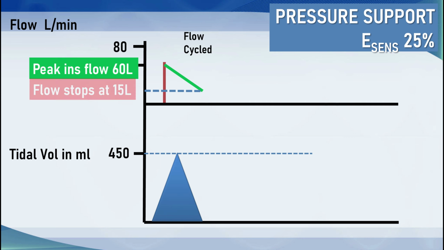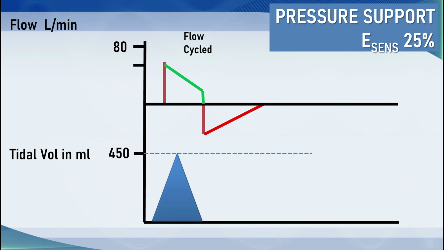In this example of pressure support ventilation with an expiratory sensitivity set at 25%, you can see in this initial breath, the patient has a peak inspiratory flow of 60 liters. 25% of 60 liters is 15 liters. So when the flow reaches 15 liters as it decelerates, it shuts off and the patient cycles to exhalation. This translates to a tidal volume of about 450 mils for this particular patient.